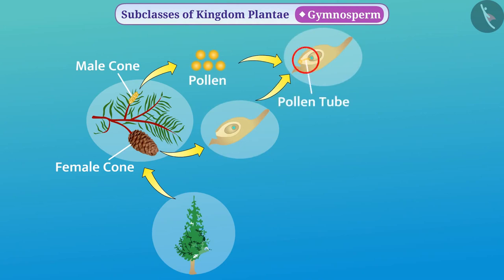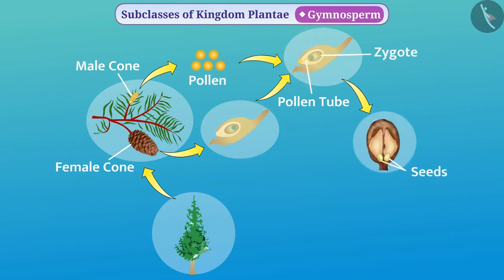The fertilization of male gametes with the female gamete produces a zygote. It grows and develops into a seed. The female cones open at the appropriate time and the seeds get dispersed.